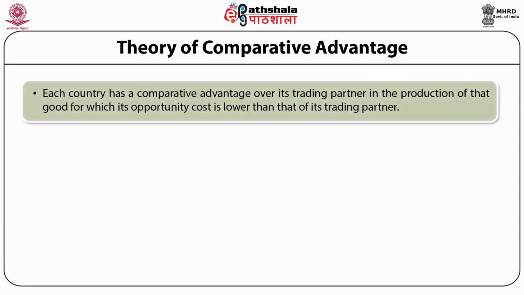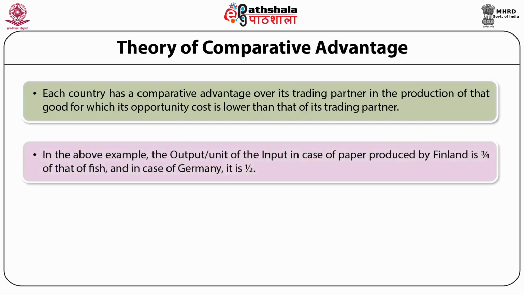Each country has a comparative advantage over its trading partners in the production of those goods for which its opportunity cost is lower than that of its trading partner. In the above example, the output per unit of input in the case of paper produced by Finland is 3/4 of that of the fish. In the case of Germany, it's half.